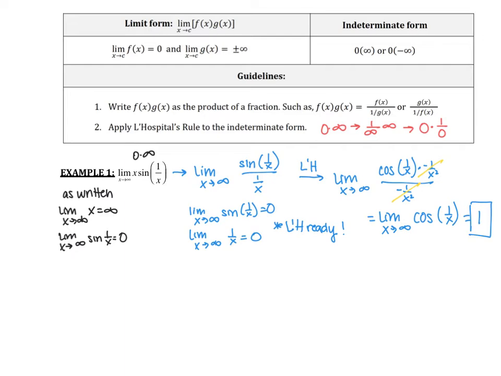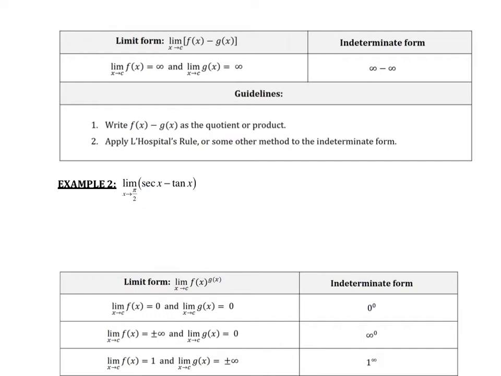Well, let's keep going because there are 4 more indeterminate forms. The next indeterminate form we want to look at is if we have a function minus another function where they're both infinity. So we end up with infinity minus infinity.